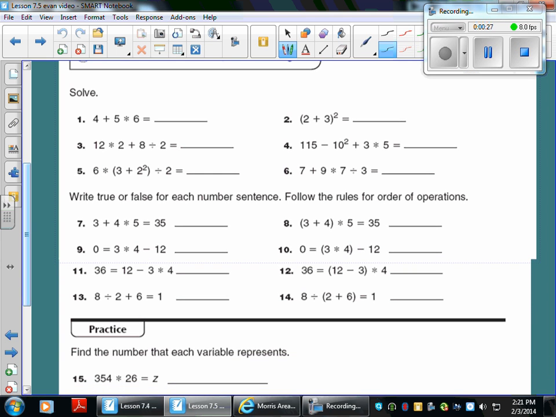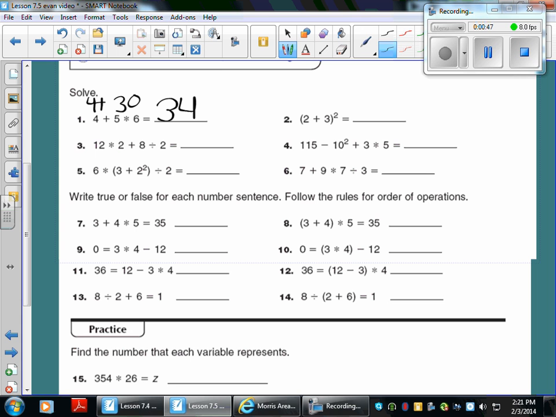Let's go to number 1 in this case. We have 4 plus 5 times 6. Well, I know in the order of operations, multiplication comes before addition. So 5 times 6 gives me 30. 4 plus 30 gives me an answer of 34.